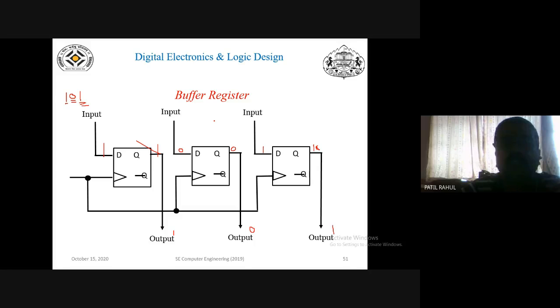And in the register, which flip-flop are you using? D flip-flop is always used, because in the D flip-flop, whatever value is present at the input side, the same value is present at the output side. Only some time is taken to pass this value from the input side to the output side, and this time depends on the period of the clock pulse. Do you understand the function of the buffer register? Please put a message.